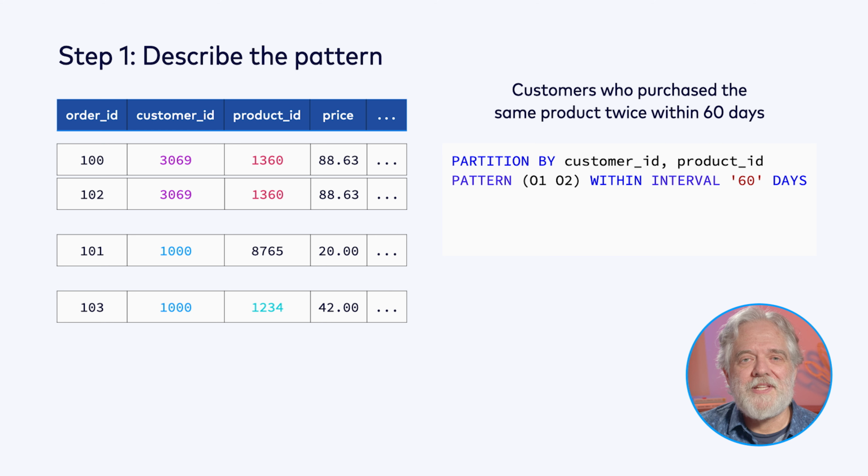The variables used in the regular expression are defined below the pattern spec in a section labeled Define. This section is where you can impose constraints on what these variables can match. In this example, I'm leaving both O1 and O2 unconstrained. They can match anything. Because we have partitioned the input stream by both customer and product, we know these two orders are already constrained to be for the same customer and the same product.